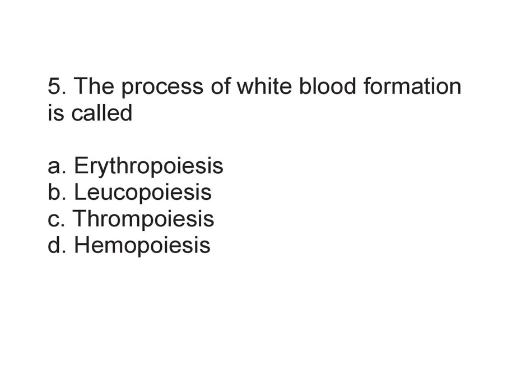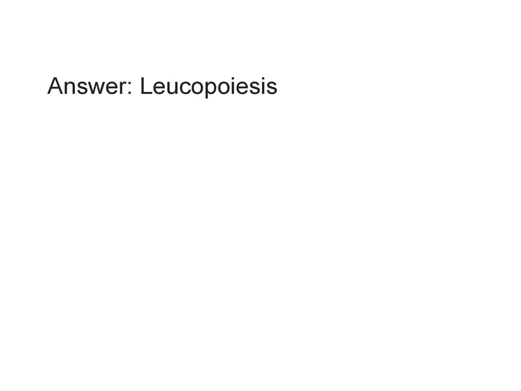Number 5. The process of white blood formation is called A. Erythropoiesis, B. Leukopoiesis, C. Thrombopoiesis, or D. Hemopoiesis. The answer is leukopoiesis.